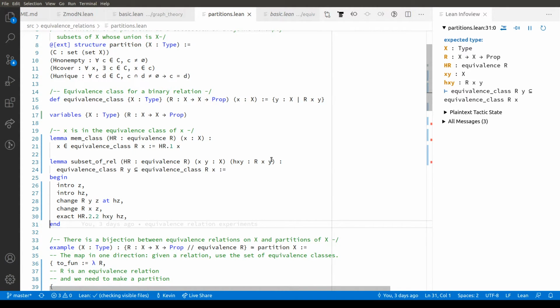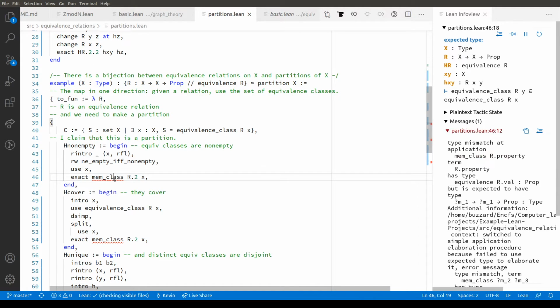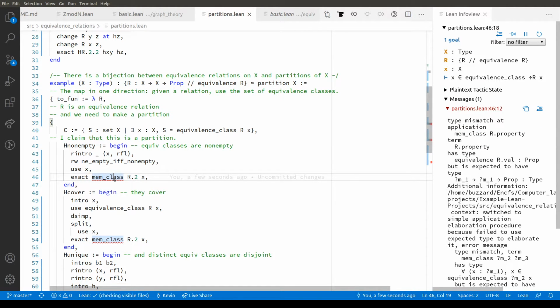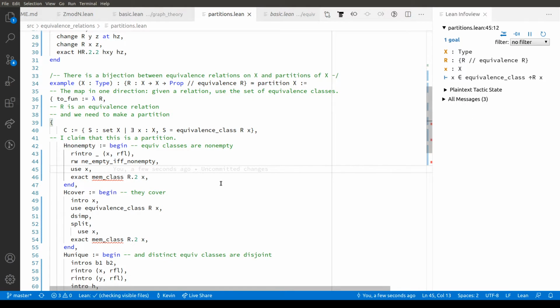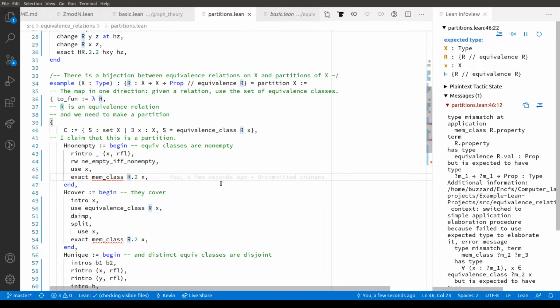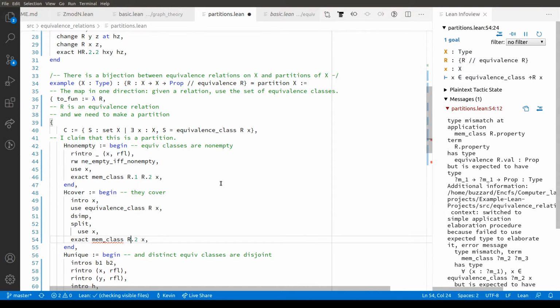So there's a proof that if x is related to y, then the equivalence class of y is a subset of the equivalence class of x. That's just a useful thing to have. Oh, now I've broken this proof. What have I done? Oh, I see. I need to insert. Oh dear, I've broken my proof. That's a bit annoying. Is it r.1? There we go. Right, we're back.